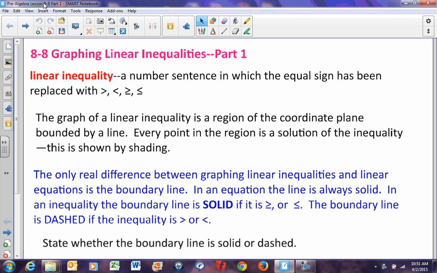The graph of a linear inequality is a region of the coordinate plane bounded by a line. Every point in the region is a solution of the inequality. This is shown by shading your inequality.